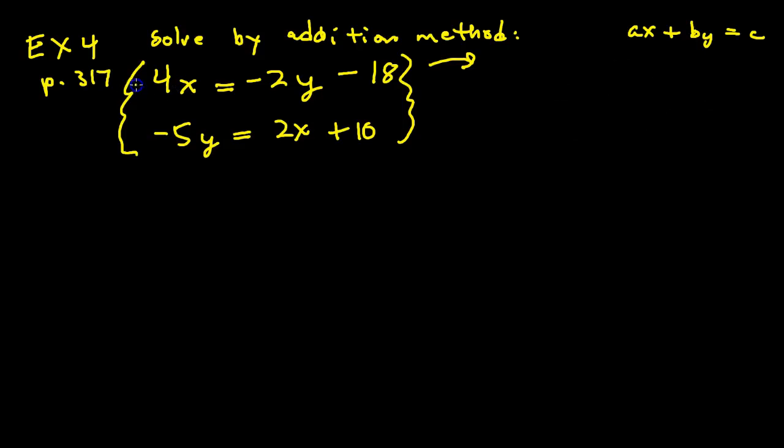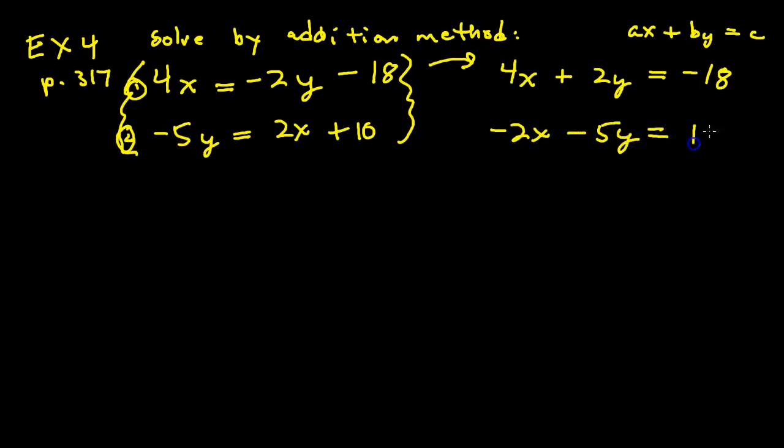So in this first equation, I'm going to add 2y to both sides. I get 4x plus 2y equals minus 18, transposing into standard form. In the second equation, the bottom equation here, if I subtract 2x from both sides, I'll get minus 2x minus 5y, which is already on the left side, equals positive 10. It's important to note this is an equivalent system.